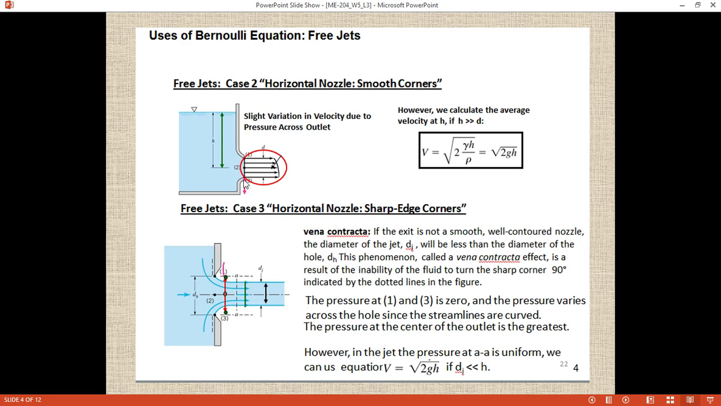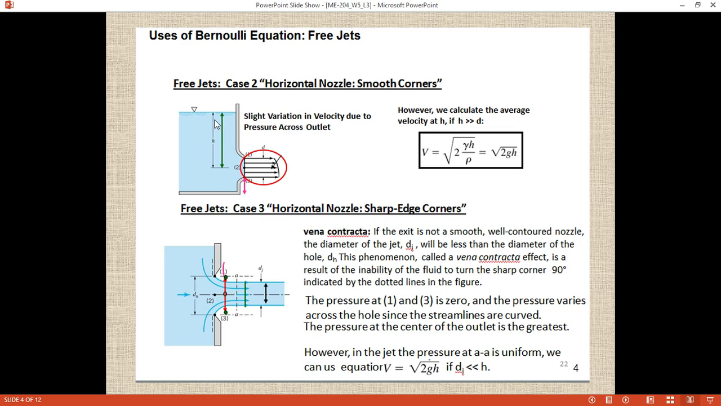In that case, when the water comes out from the nozzle, it will come out in a very smooth manner. So whatever the diameter or the area or the size of the exit, the jet will have the same size. Whatever the diameter of the nozzle, the diameter of the jet will be the same. So in that case, there is a slight variation in velocity due to pressure across the outlet. However, we calculate the average velocity because we know the formula.